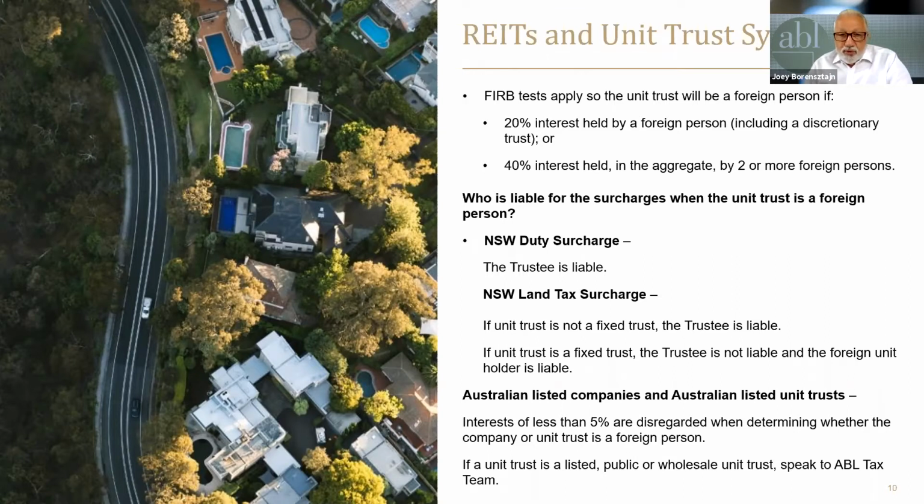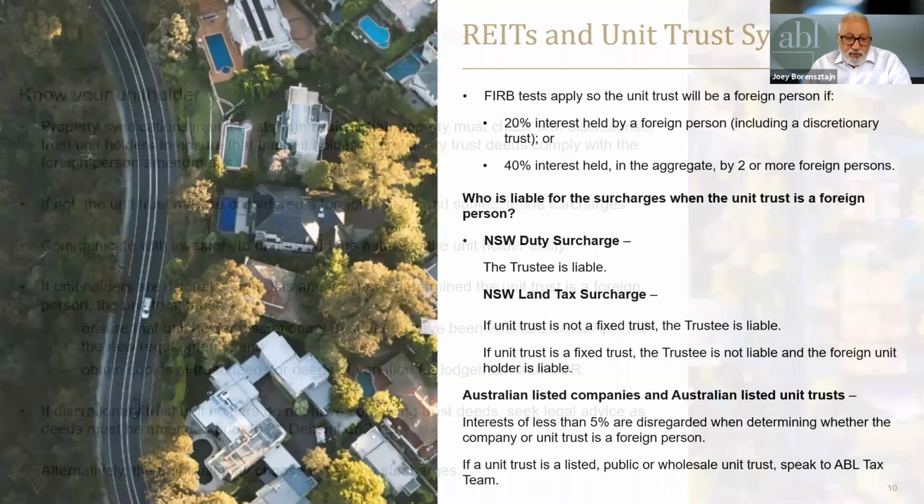There are different rules for Australian listed companies and Australian listed unit trusts. Where you are listed, interests of less than 5% are disregarded when determining whether the company or the unit trust is a foreign corporation, and therefore disregarded when you look at the 20% and 40% thresholds. But if the unit trust is a listed public or wholesale unit trust, you need specific advice and you need to speak to someone in the Sydney ABL tax team or Milton.